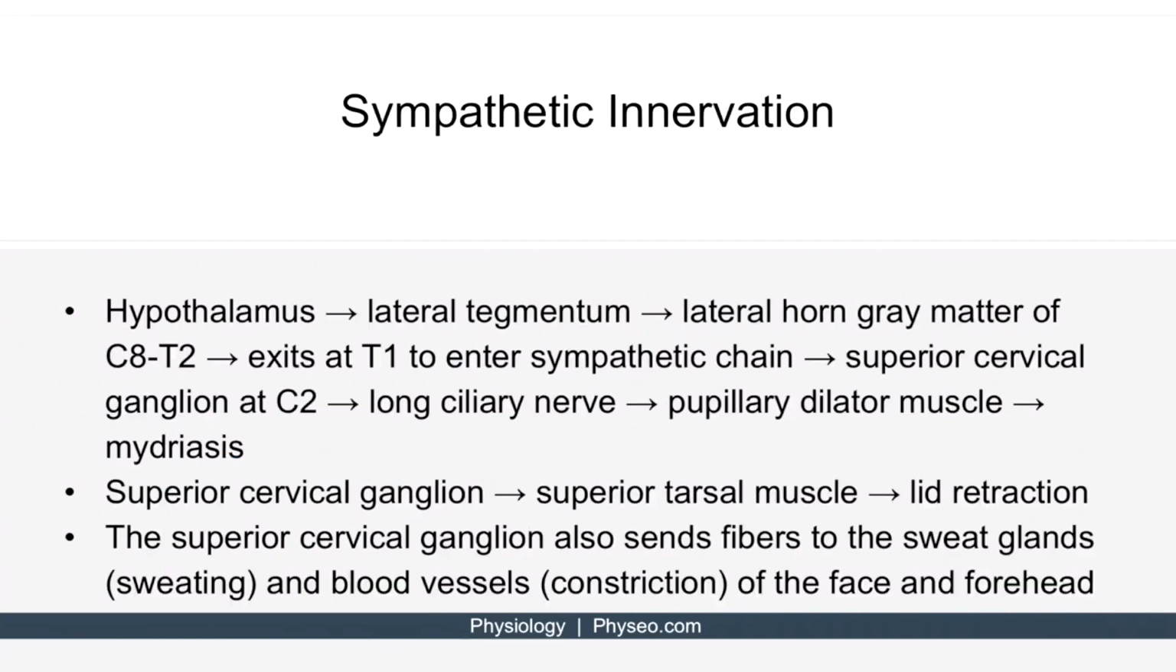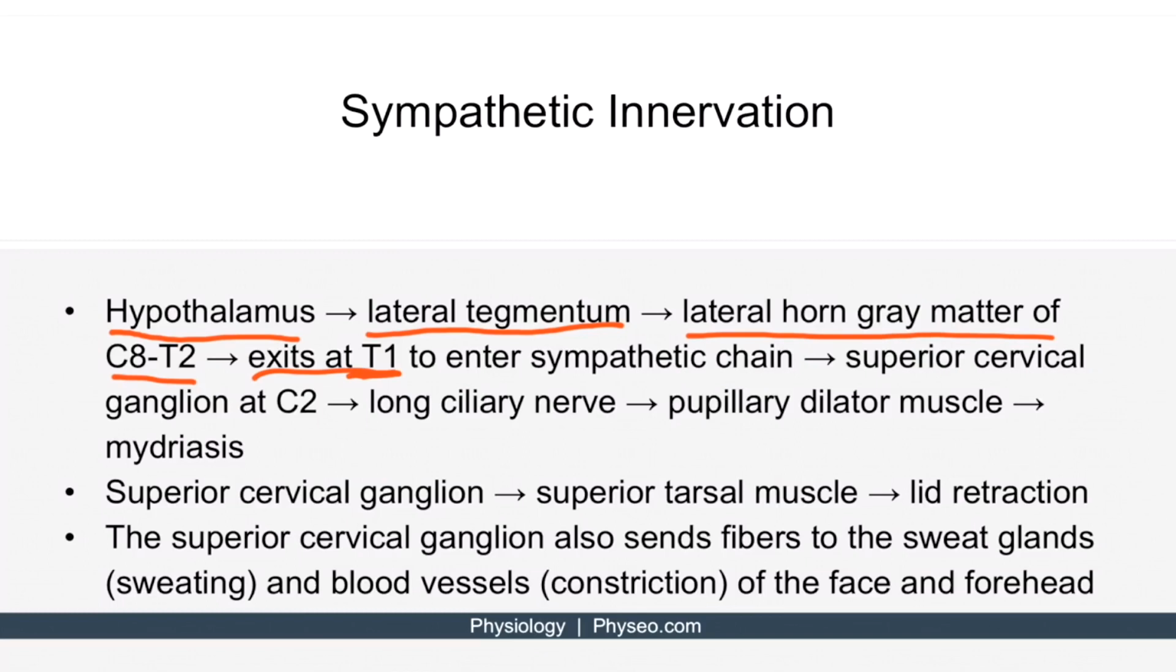So now let's talk about the sympathetic innervation of the eye. Sympathetic innervation starts in the hypothalamus, and then it goes through the lateral tegmentum of the brainstem, and then it synapses in the lateral horn gray matter of C8 through T2, and it exits at T1.